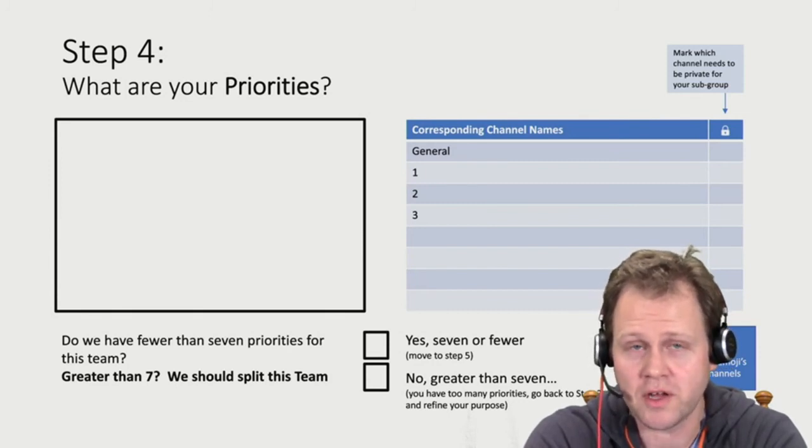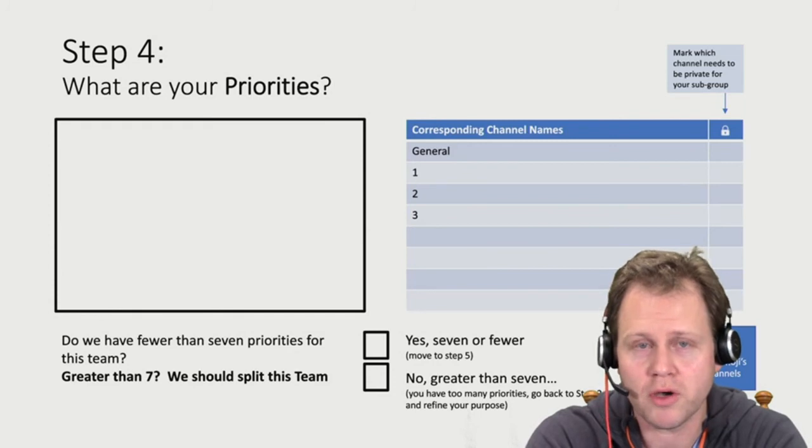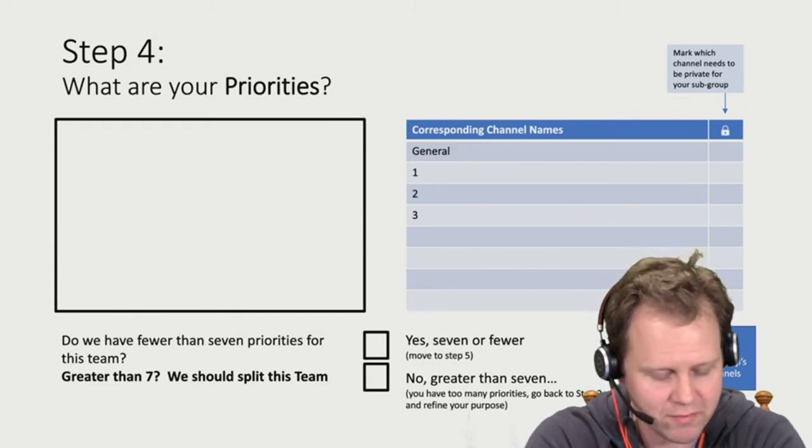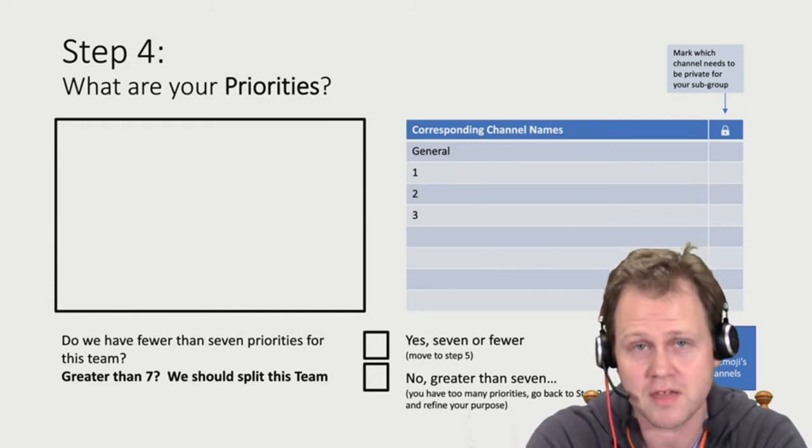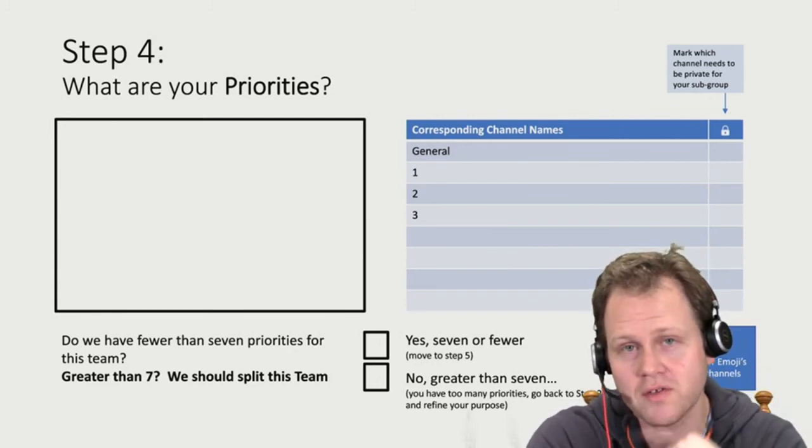Remember that you can use numbers like 1, 2, 3, 4, or emojis using the Windows emoji keyboard. If you haven't used that before, it's the Windows key and the full stop button at the same time, to add some prioritization to your priorities in that channel list as well.